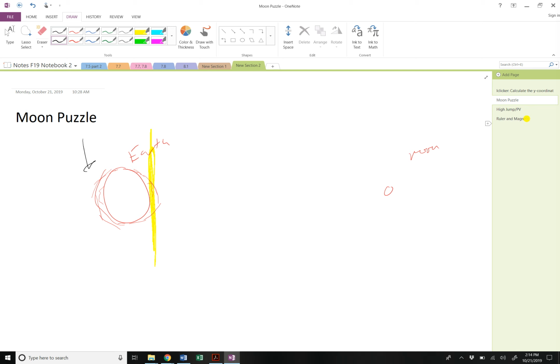All right. So it would be high tide towards the moon and away from the moon, and low tide on this side. So this is low, and low tide on the other side too. So, okay.